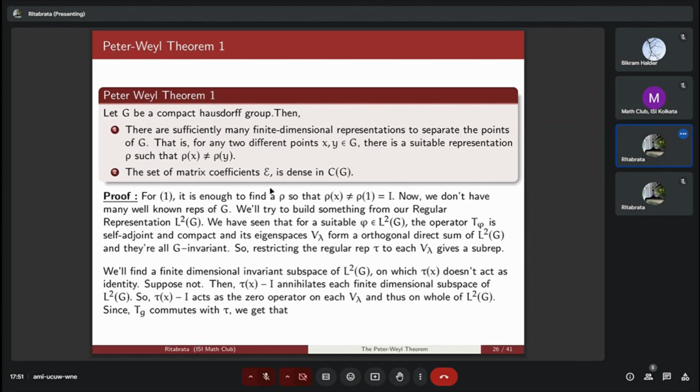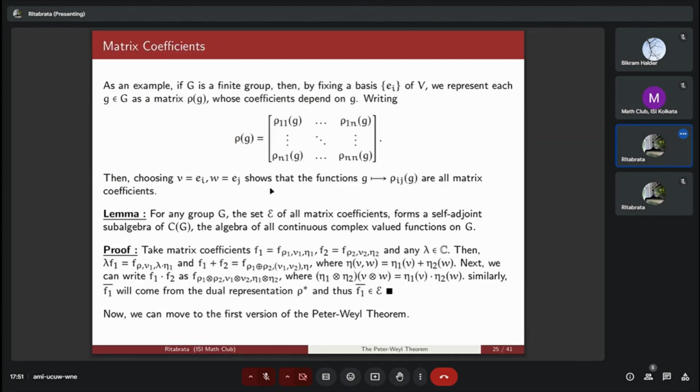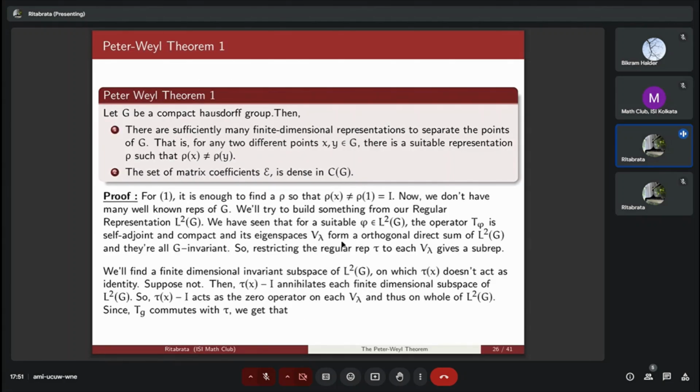It says that given any self-adjoint subalgebra of the continuous functions that separates points and that is non-vanishing, then that algebra is dense in the whole algebra of all continuous functions. Separating points means given any two distinct points x and y, you can find a function f in that algebra so that f of x is not equal to f of y. And non-vanishing means all functions cannot vanish at a single point.